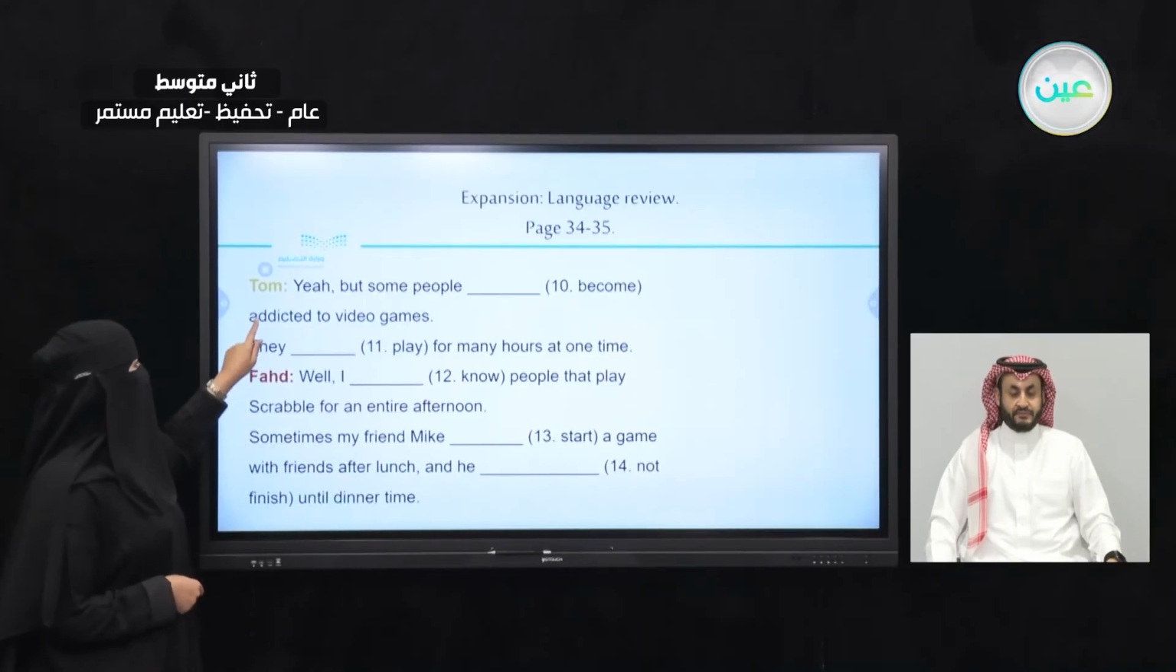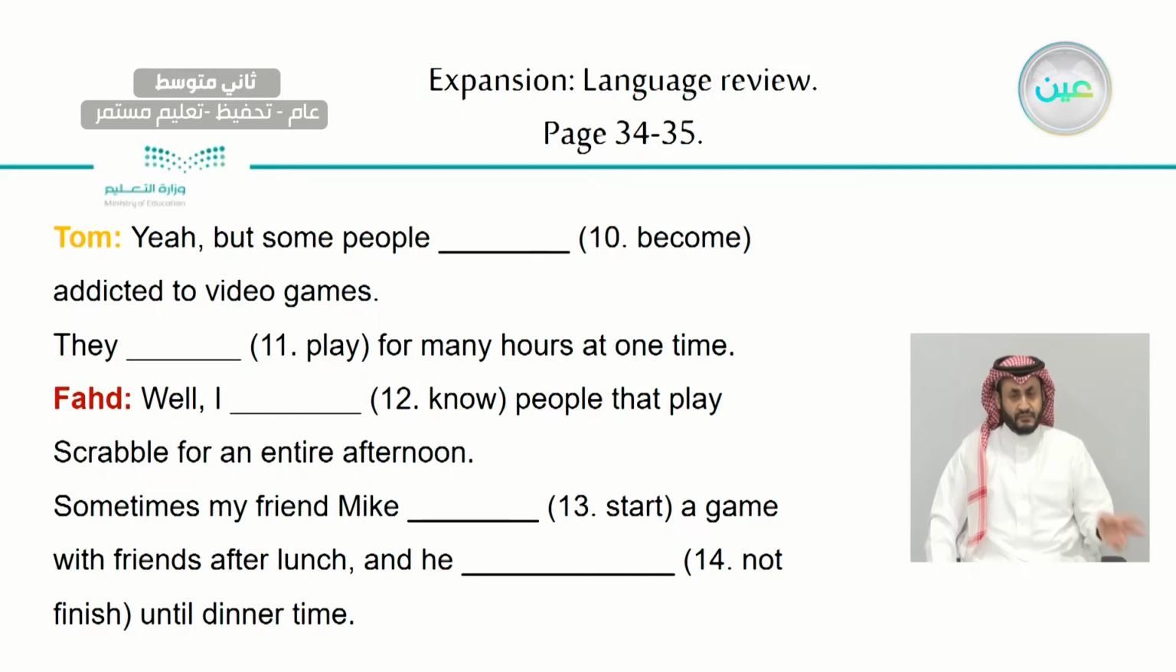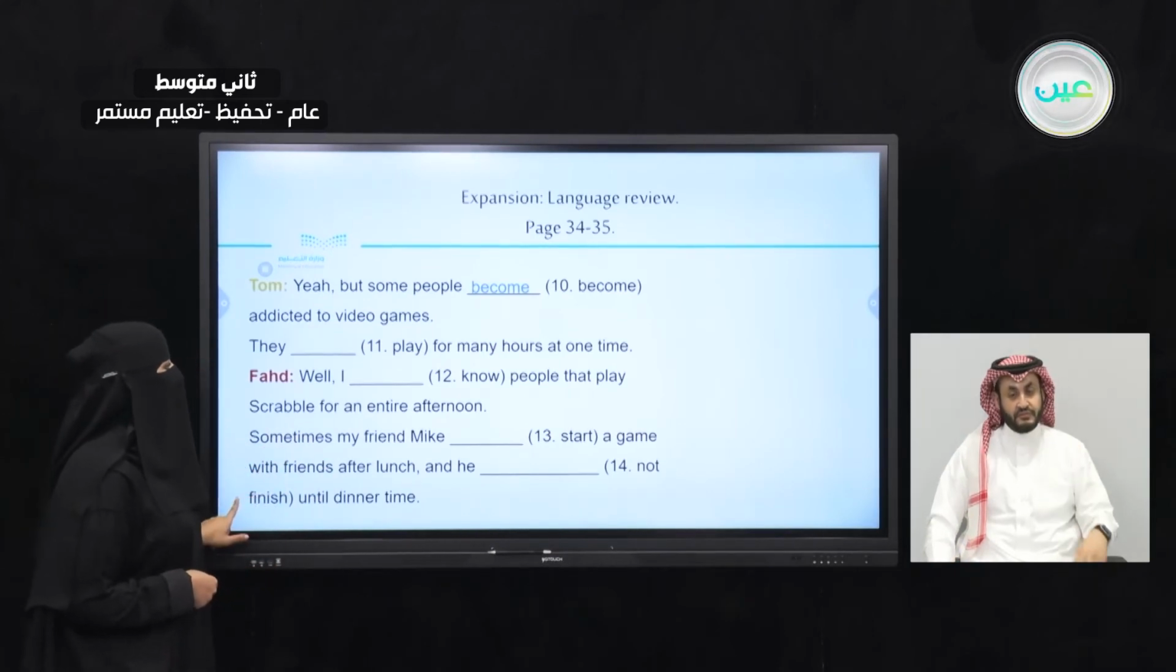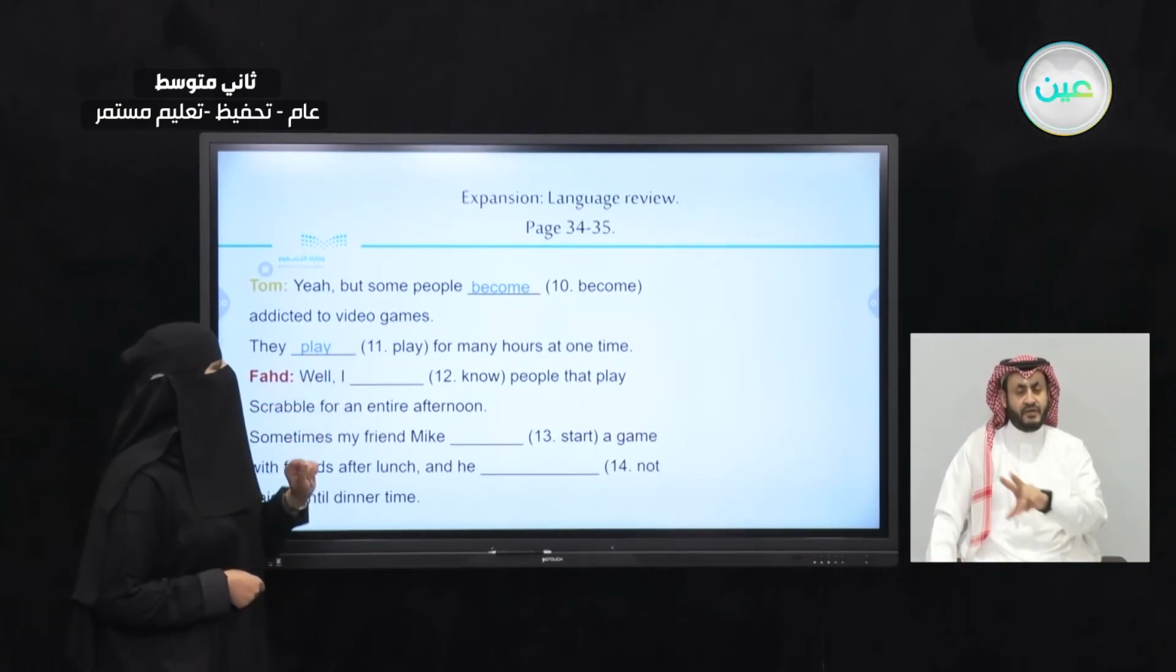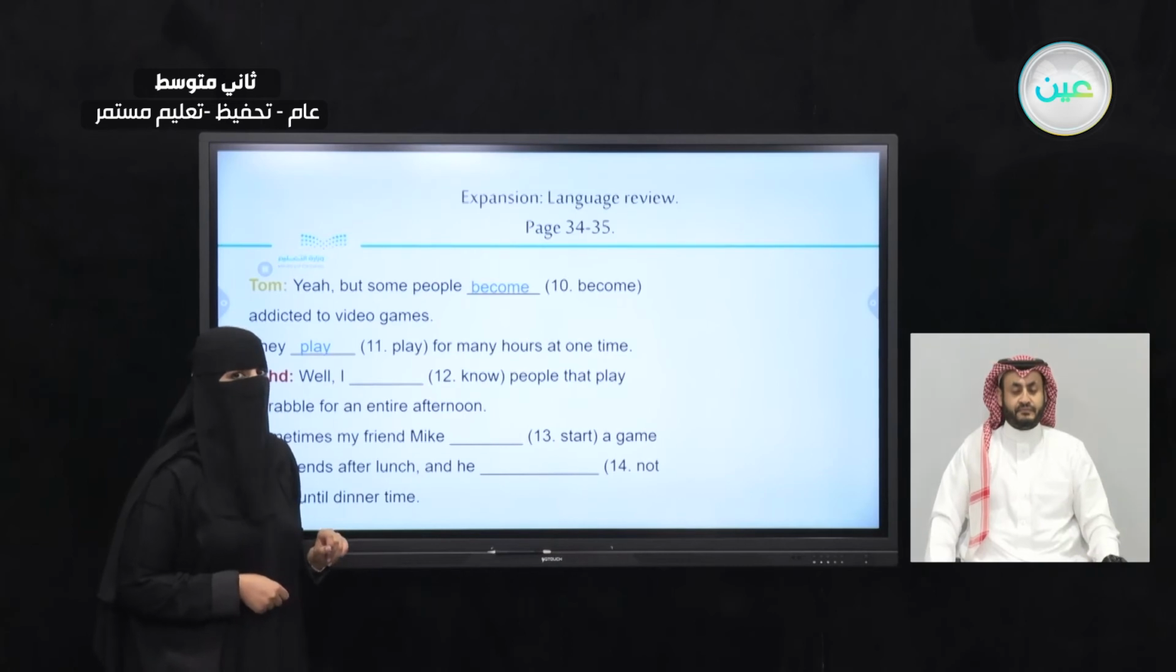See? Now we're going to do the same thing here, taking a look at the hints and completing the conversation. Tom said, yeah, but some people, we have the word become. The hint is become here, addicted to video games. From the hint, we're going to write, yeah, but some people become addicted to video games. Now, they, something here, what is the hint? The hint is the word play. They play for many hours at one time.